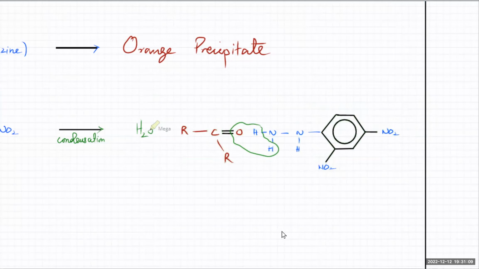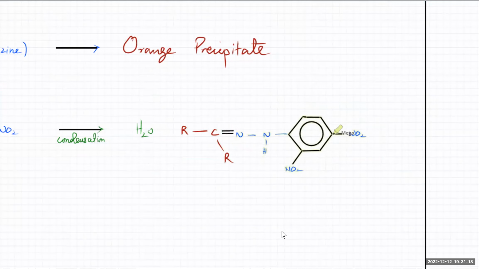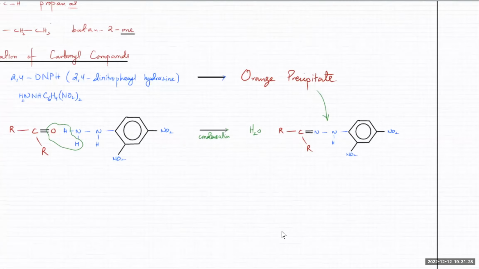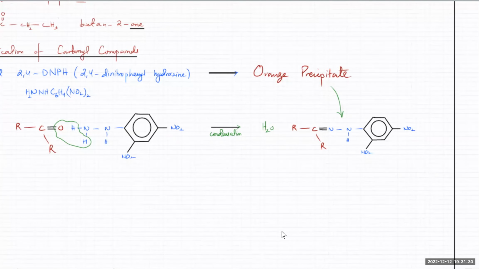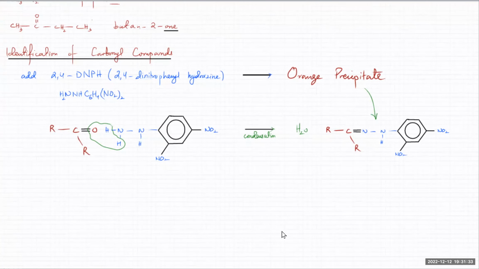And the water molecule in between leaves. So that water is gone, and the two things connect with each other, and that basically results in your orange precipitate, which is this entire thing. But anyways, in most cases, just once, they actually ask for the equation. The only basic thing that you should remember is that you add 2,4-DNPH and you get an orange precipitate. That's it.